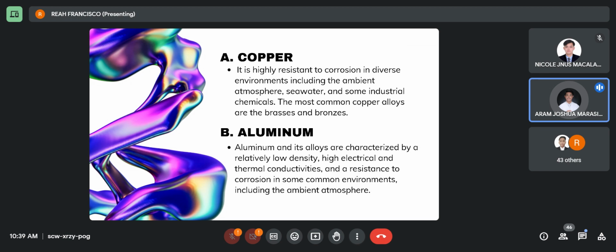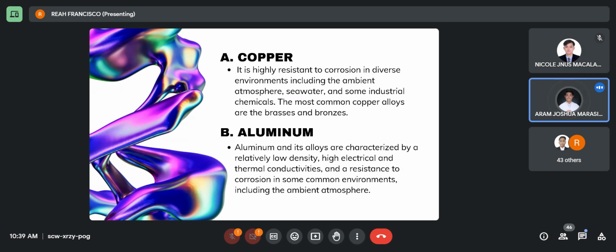Pero there are certain copper alloys po which are utilized in surgical and dental tools, mga jet aircraft landing gear bearings and bushings din po, na meron pong high tensile strength up to 1,400 megapascal. Tapos next po is aluminum.